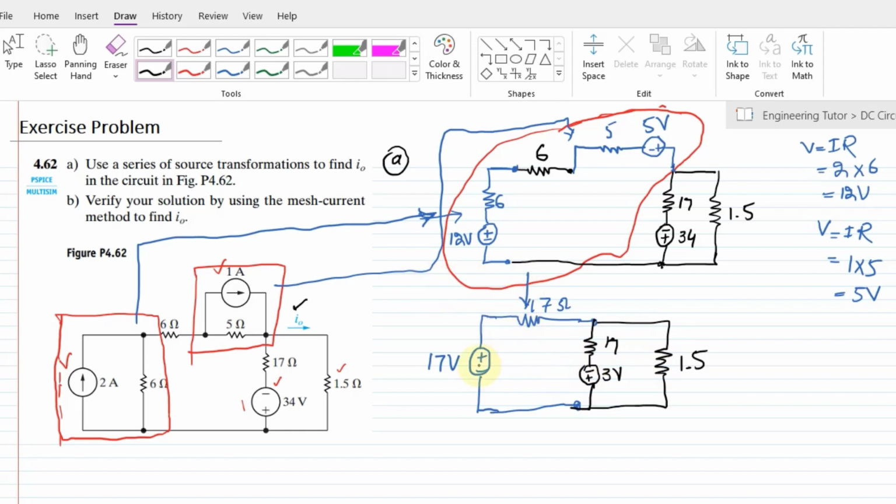Similarly, now we can see here that with this voltage source, I have this 17 ohm resistor in series. Similarly, with this source, I have this 17 ohm resistor in series. So both of these circuits, or both of these branches, can be transformed into the other source, which will be the current source.